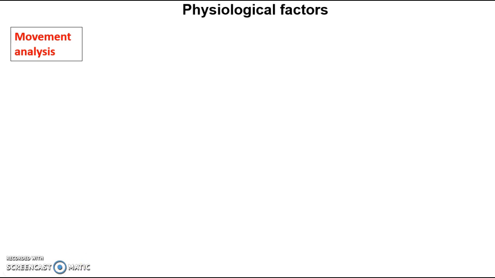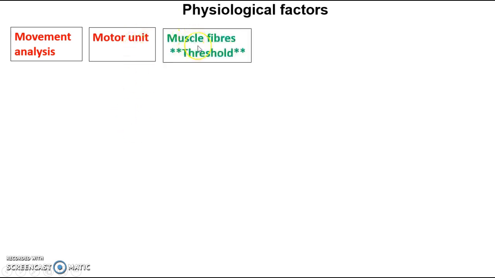So if we have a look first up, the first thing we looked at was movement analysis, we looked at agonist, antagonist muscles, movements at joints, etc. Following that, we had a look at the motor unit. We looked specifically at how the motor unit controls muscular contractions. The next thing we looked at was muscle fibers.